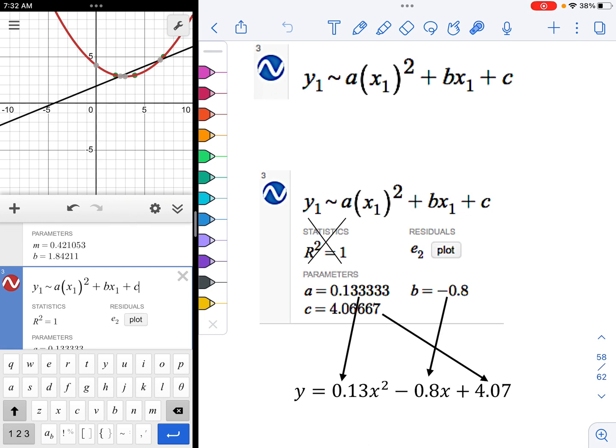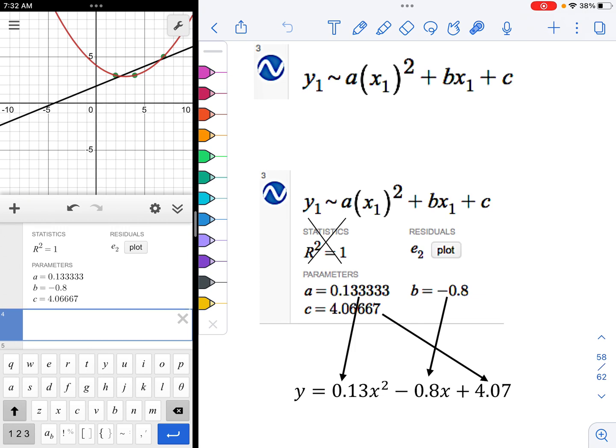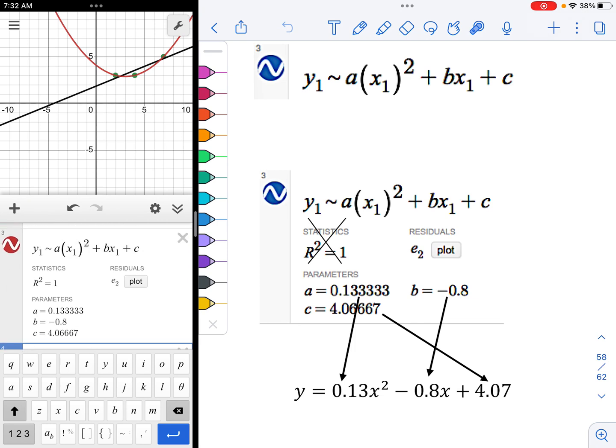All right, so then when we get down into all of the data that comes out of this, we can see there's an a, b, and a c. We can plug those in, a, b, and c, and we can get our standard form of the equation.